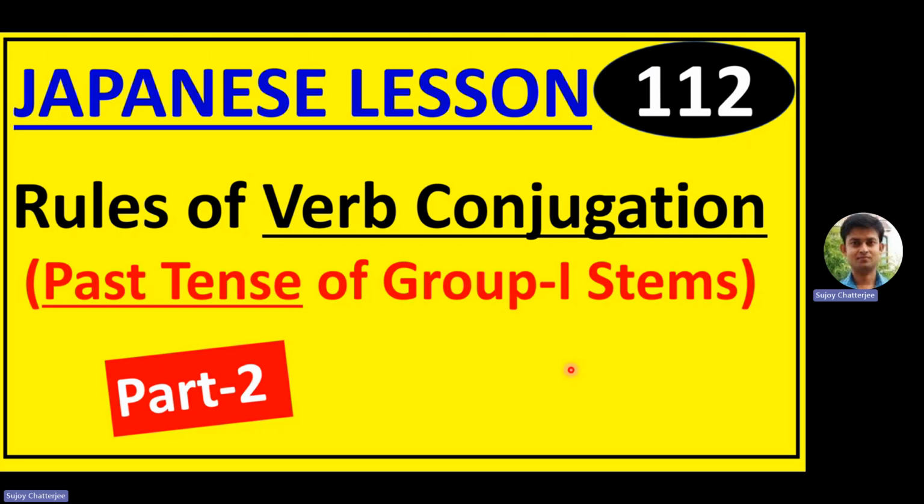Friends, this is the playlist called Japanese Lessons for Beginners, and today we are at lesson 112. The topic for today is Rules of Verb Conjugation Part 2, and in today's lesson we shall learn about the past tense form of Group 1 stem verbs. If you remember, in the previous lesson, we started to learn about the rules of verb conjugation, and we talked about the masu form, that is the present tense form of the four categories of Japanese verbs. So we will continue with that discussion in today's lesson and we'll learn new things.